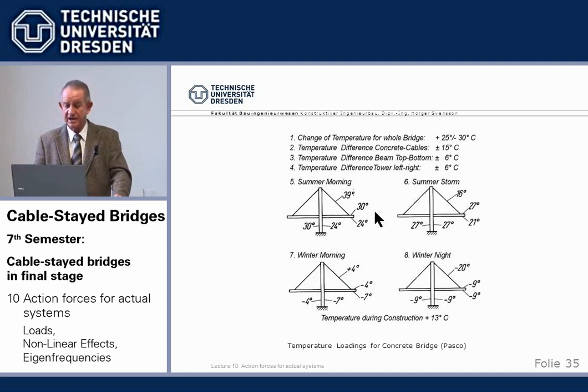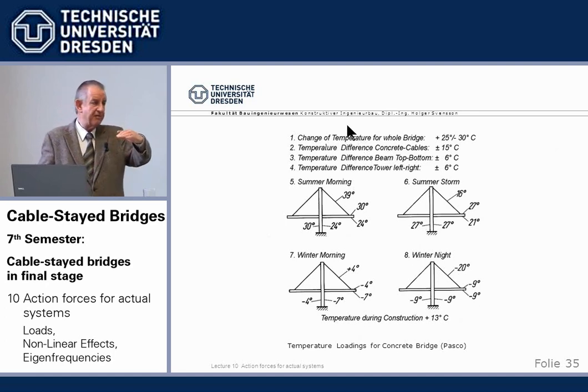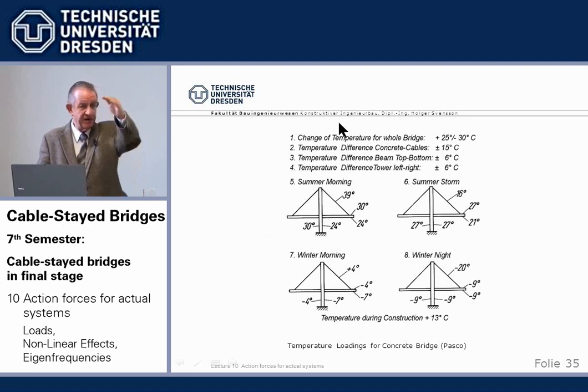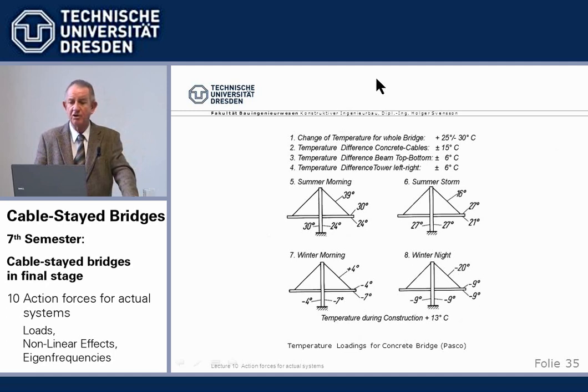And there I have used a concrete bridge. In the scripts are steel bridges also. And typical loadings are the overall change of temperature. We have a base average temperature, which in Germany and many others is 10 degrees. And against those, we have a rise and fall of overall temperature between, say, plus 25 and minus 30, depends on the location. Then, if the sun radiates, the cables very often heat up faster than the beam. So we have there plus 15.